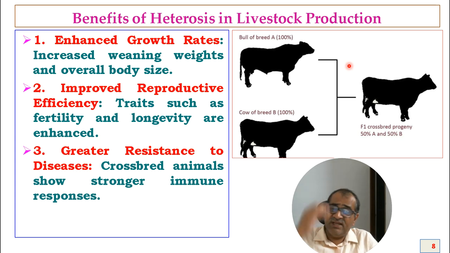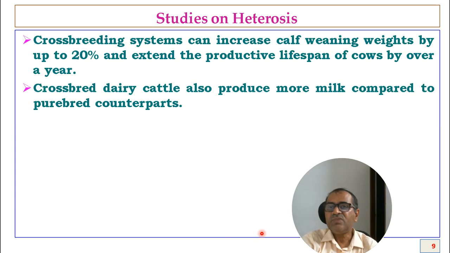Greater resistance to disease is another benefit, as crossbred animals show a stronger immune response since they contain the blood of the local animal. A lot of studies on heterosis have been done during the last 100 years, and crossbreeding systems can increase calf weaning weights by up to 20% and extend the productive span of cows by over a year.